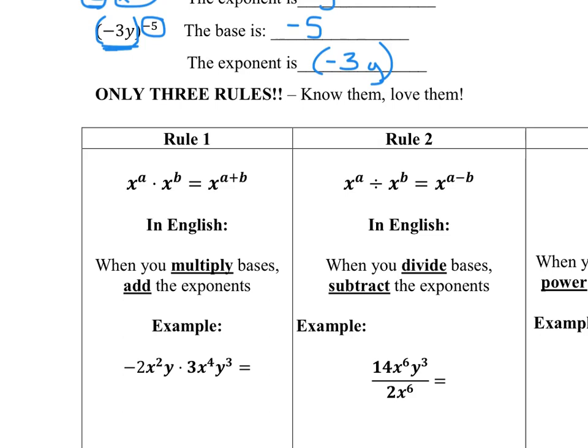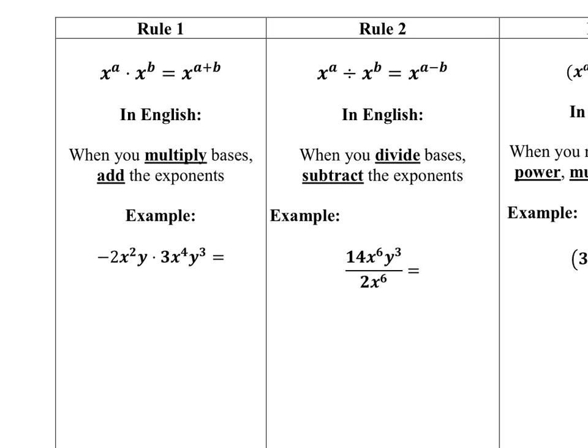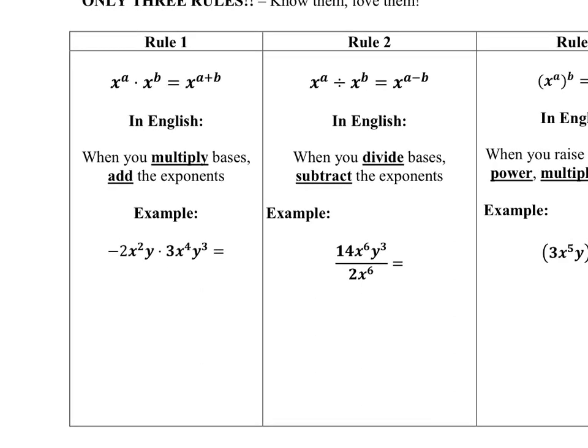So we have 3 rules. 3 basic rules, and then tomorrow we have 2 sub-rules kind of thing that you just have to grasp. And what we have here is the 3 rules of exponents. The first one is this one. When you multiply bases, you add the exponents. So for example, if you have x squared times x cubed, that's x to the 5th, okay?